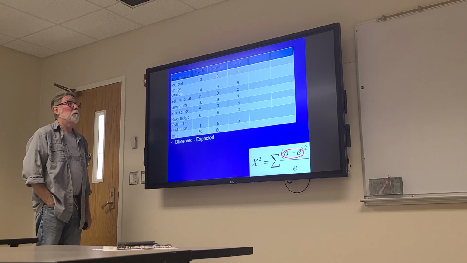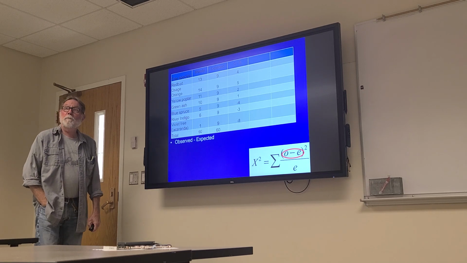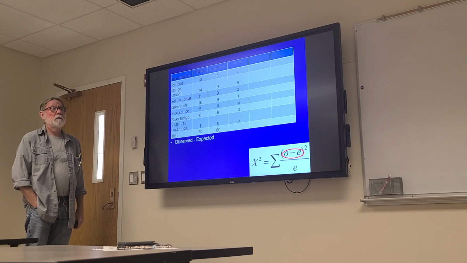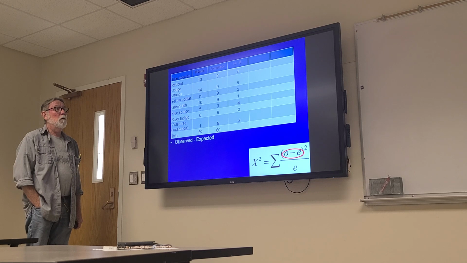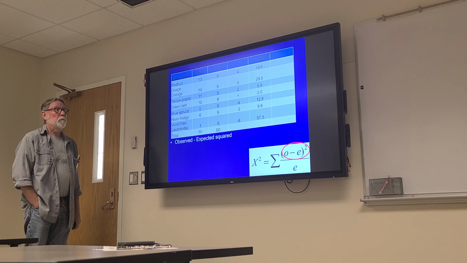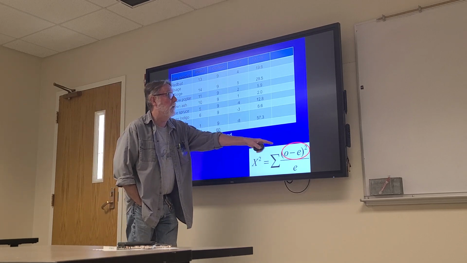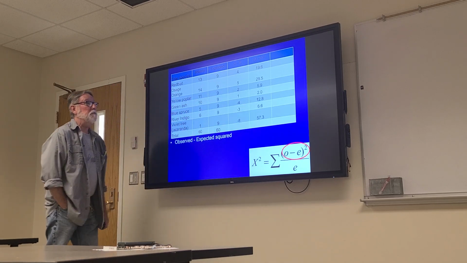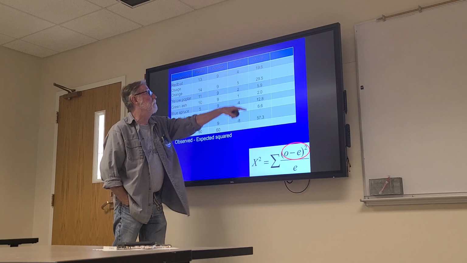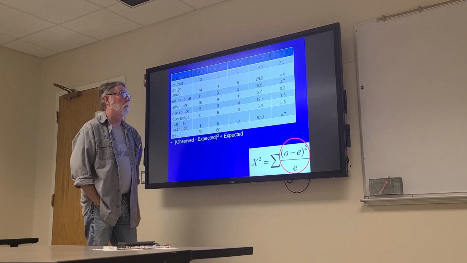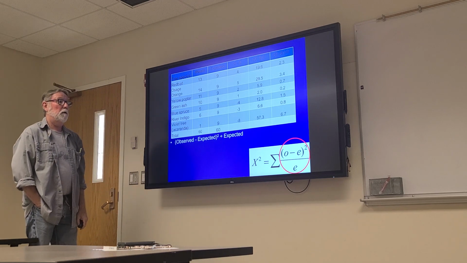Not very useful. So to keep that from happening, just like what we did in standard deviation and variance, once we subtract them, we square them, so that these are our squares, observed minus expected squared. Then the last thing I do is divide each one of these numbers by their expected. That's what I get here.